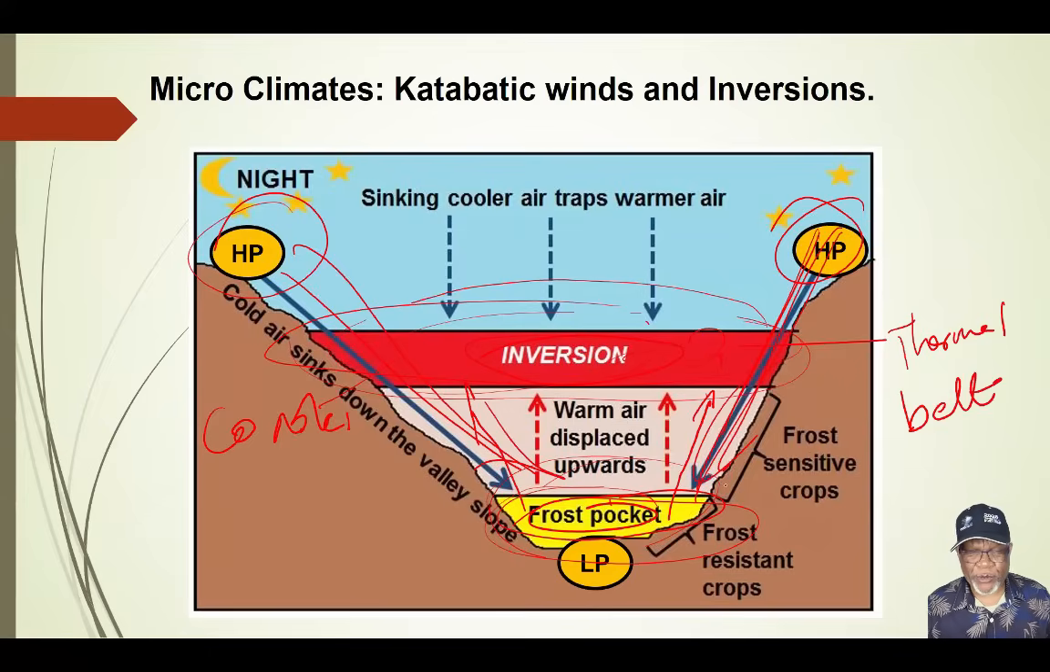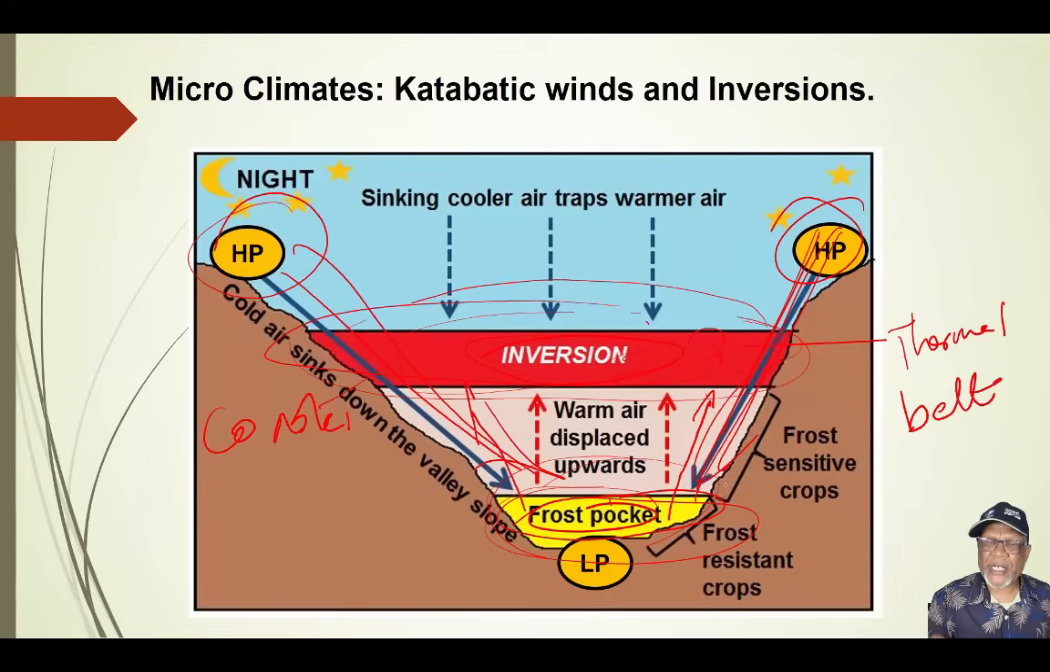But now this radiation fog is more like the clouds, but the clouds are forming at a very low level, and these clouds are going to reduce visibility. And when they reduce visibility, there are high chances of accidents because there are clouds at the bottom or on the surface. So that is what happens in the valley.